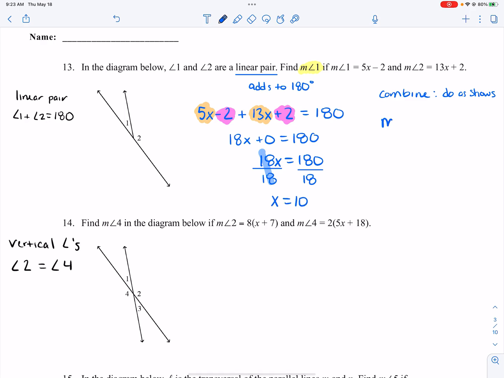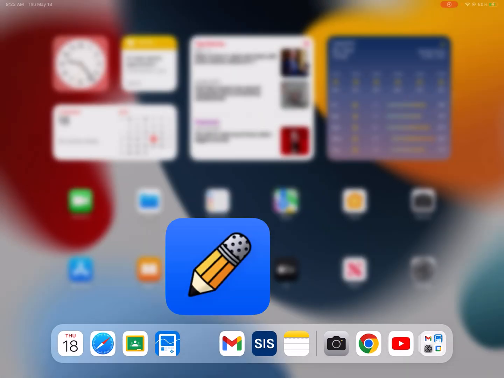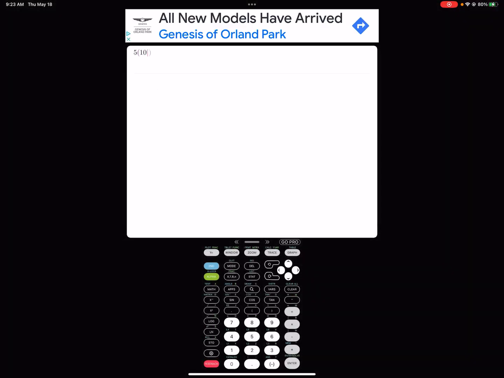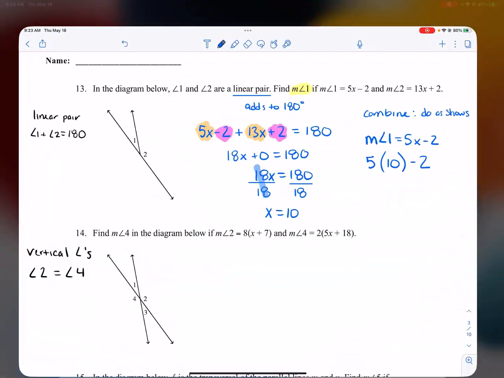But again, I have to find the measure of angle 1. So measure of angle 1 equals 5x minus 2. So I'm replacing the x with the 10 I just found. So 5 times 10 minus 2. I plug that directly into my calculator. 5 times 10 minus 2, enter, and I get 48.